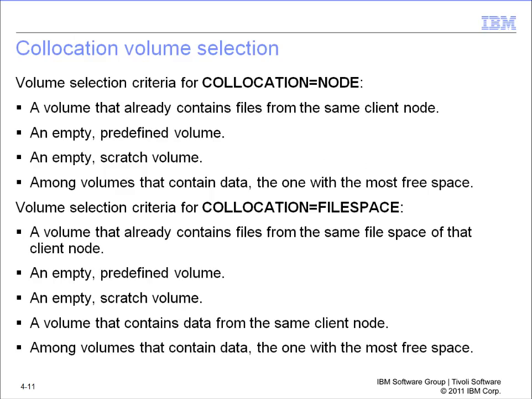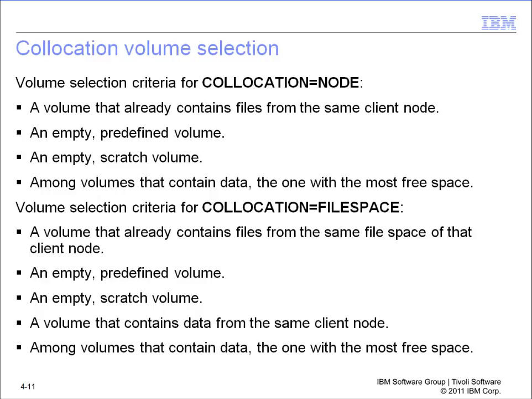So how does TSM figure out where to write your data? If you have collocation equals node, it's first going to look for a volume that already has that client data. If that's not there, it's going to look for an empty predefined volume, then an empty scratch volume. And if that's not available, if there are no empty volumes and no volumes with space that already have that client node data on it, it's going to look for the volume that has the least amount of data, the one with the most free space.